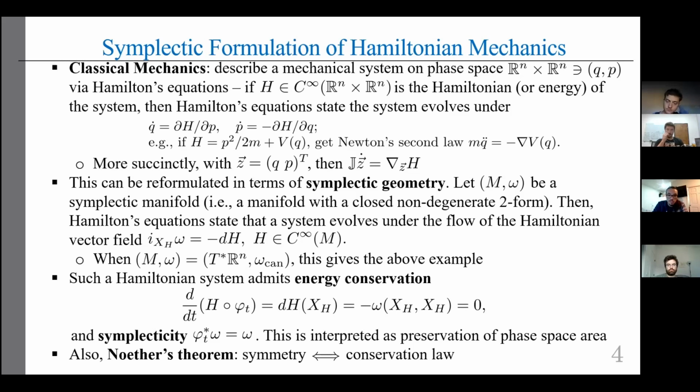We can define this more intrinsically if we use symplectic geometry. So we assume that we have a symplectic manifold (M, omega), which is a manifold with a closed non-degenerate 2-form. And in this setting, Hamilton's equations state that the system evolves under the flow of this Hamiltonian vector field.